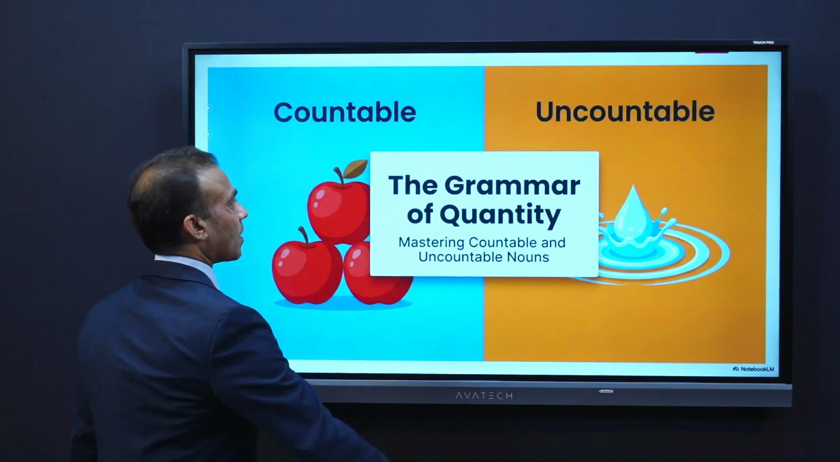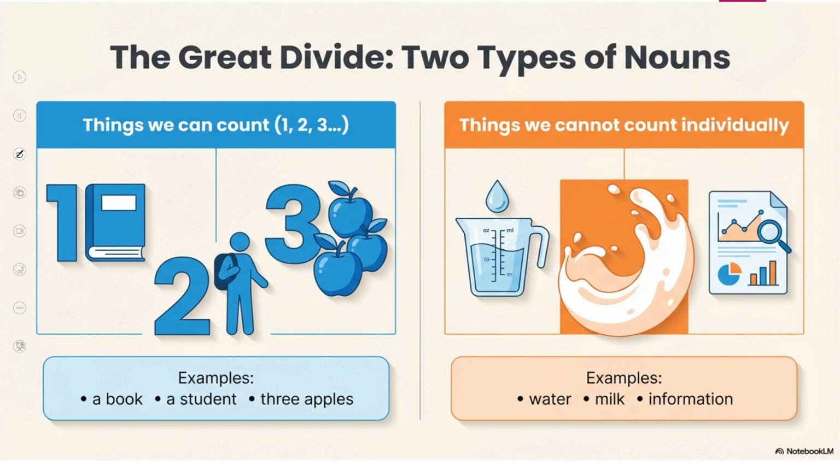Look at this, countable and uncountable. There are two types of nouns, that is countable and uncountable. The things which we can count are called countable. Things we cannot count individually are called what? Uncountable nouns. These are the examples you can look at very clearly.